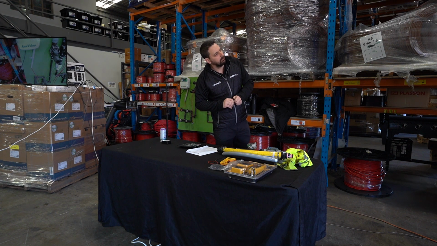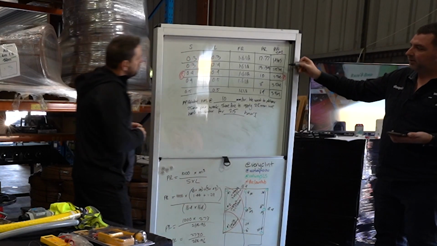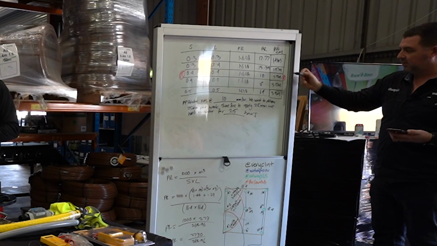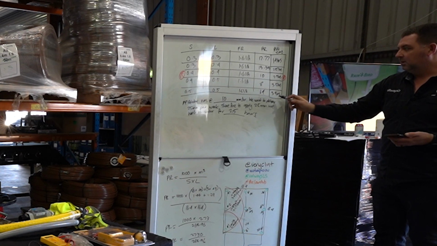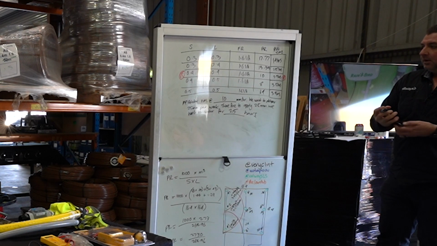So what have you put the run times in for the drip tube? Yeah, so I've run them down here. So 1.4 hours, 1.87 hours, 2.5 hours, 3.12 hours, to apply 25 mil. 25 mil, yeah.